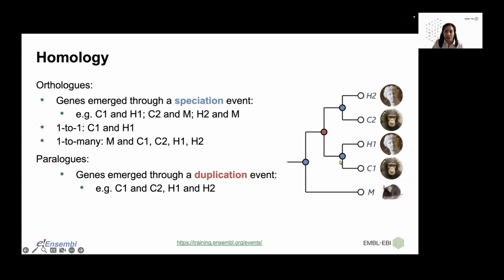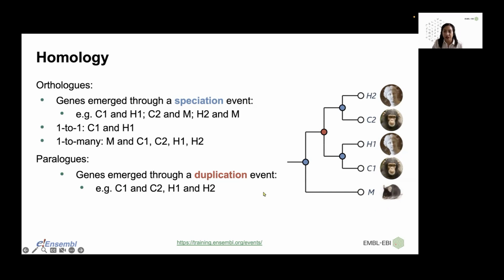Orthologs can also be described as one-to-one or one-to-many. So if you look at our phylogeny again, C1 and H1 are one-to-one orthologs because they're only orthologs to one another. So only the two of them. Then we also have one-to-many orthologs. So in this example, this would be M to C1, H1, C2, H2. So here's the speciation event. So M has one-to-many orthologs because M is an ortholog to C1, M is also an ortholog to H1, M is an ortholog to C2, and also H2.